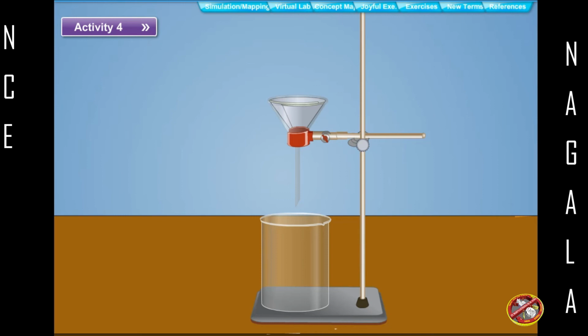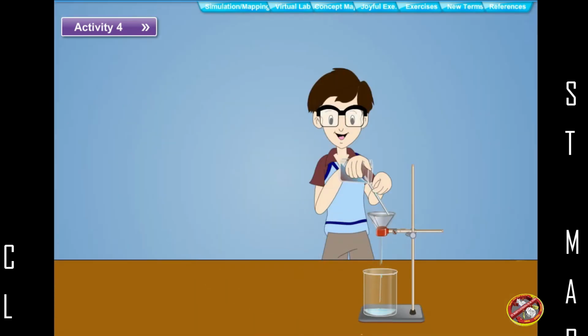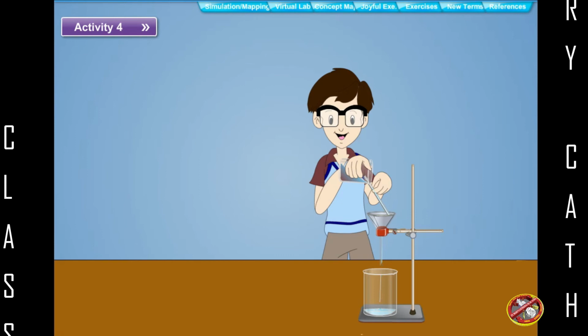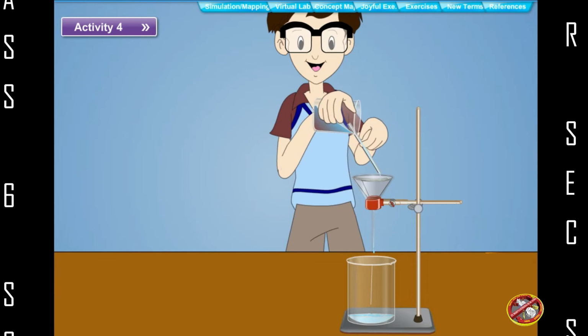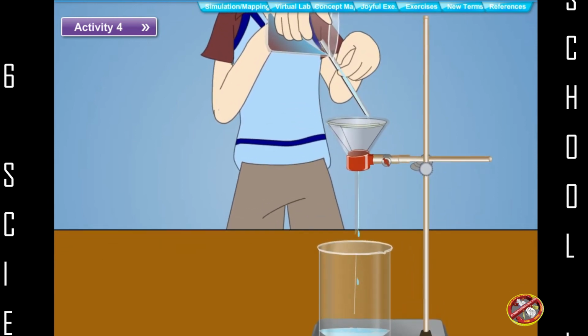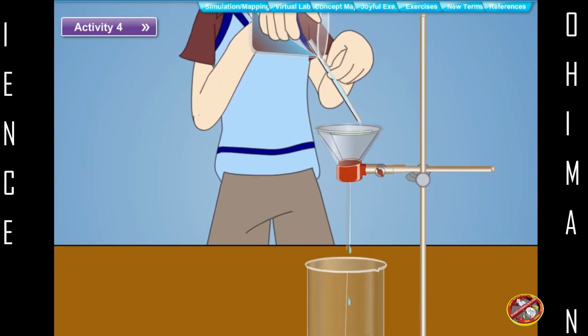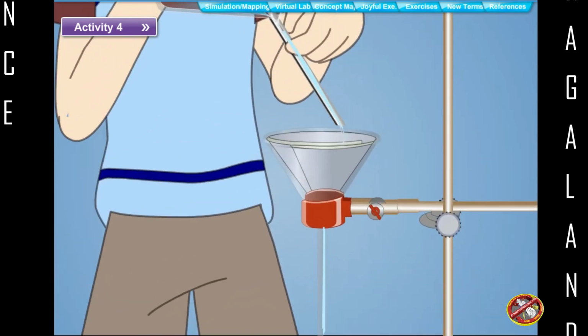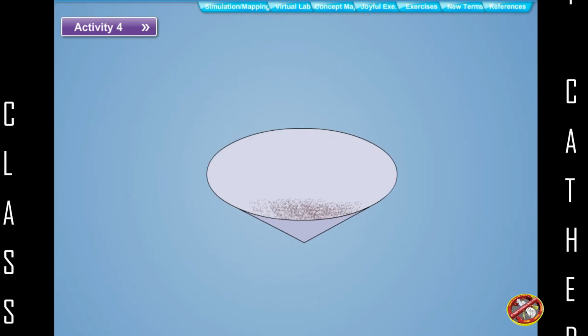Pour the muddy water slowly into the cone using a glass rod. The clear water passes through the filter paper and collects in the beaker kept below the funnel. The clear liquid obtained is called filtrate. Take out the filter paper cone and open it out. Mud particles can be seen on the filter paper.